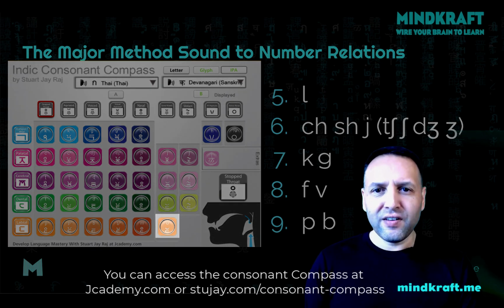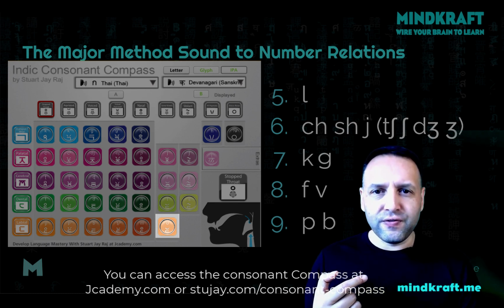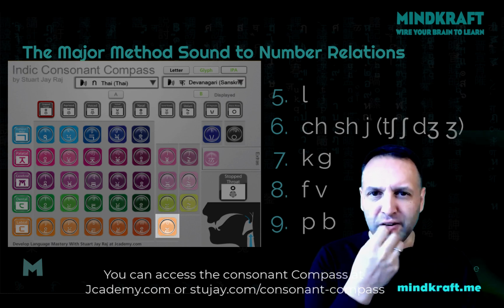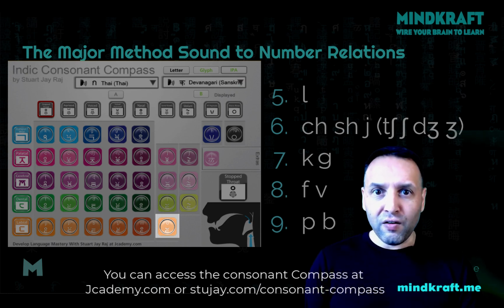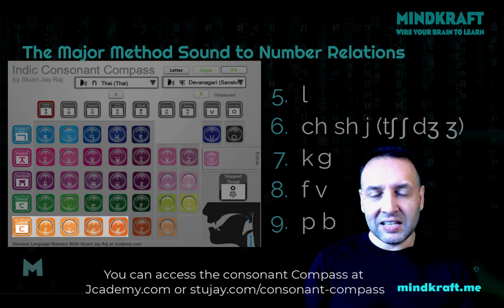8 is f, v. So we've got this voiced and unvoiced f, v, labial, so friction from the lips. So the word of, have, fee, fi, fo, those are all 8. 9 is p, b. So you've got the unvoiced, voiced versions from the lips, p, b. So the word be would be the number 9. P, like urine, p, p, p. They're 9 as well.